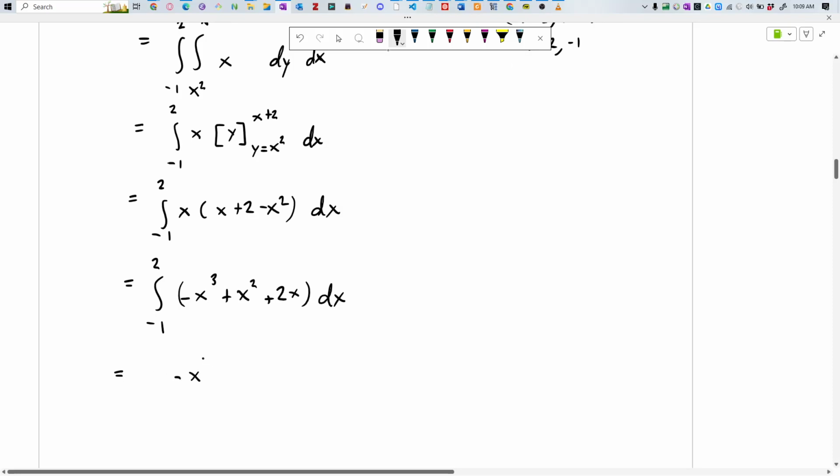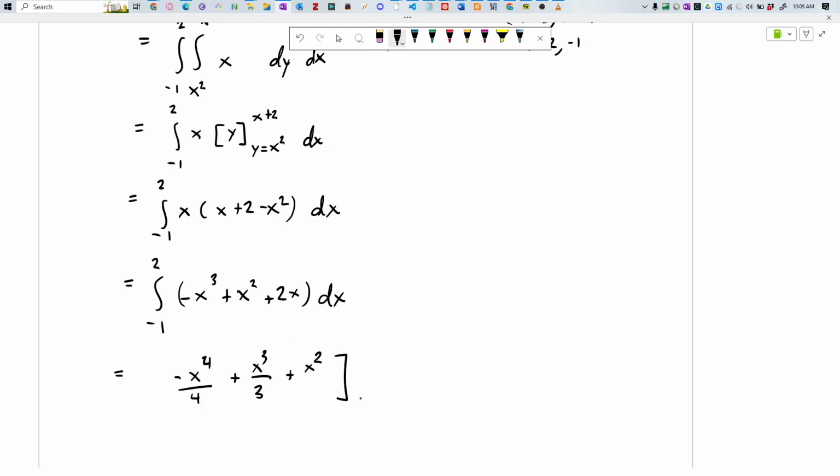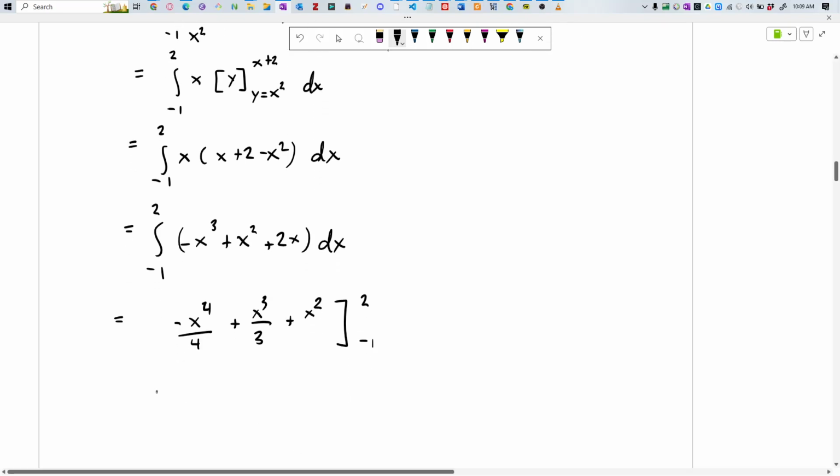So now that's negative x to the 4 over 4 plus x cubed over 3 plus x squared over 2, but the over 2 is going to cancel the 2. And then we evaluate from minus 1 to 2. Alright, well, the evaluation is not too bad. That's fine, I'll just do it.